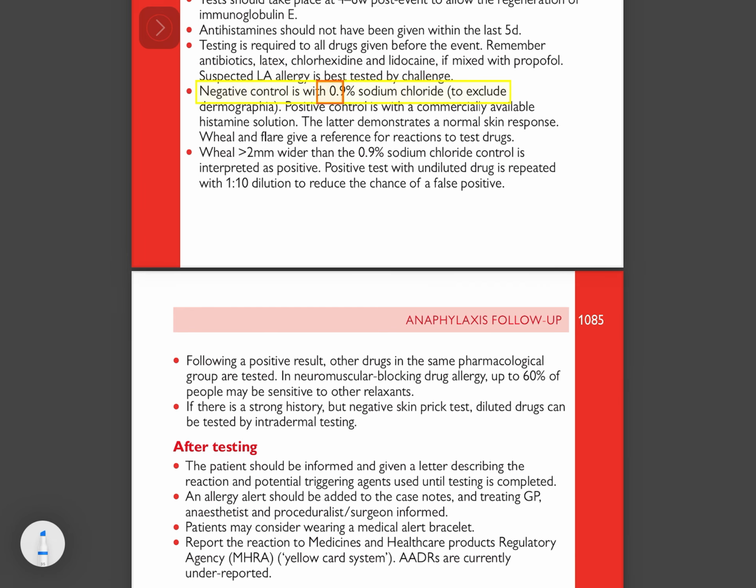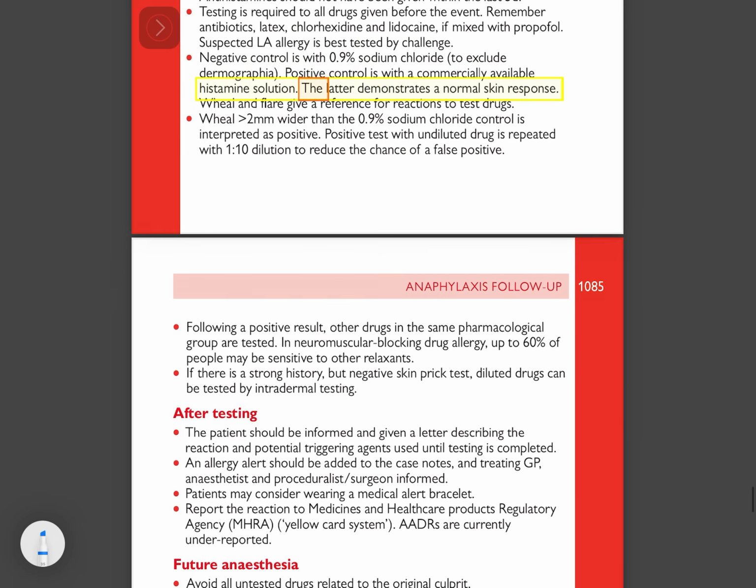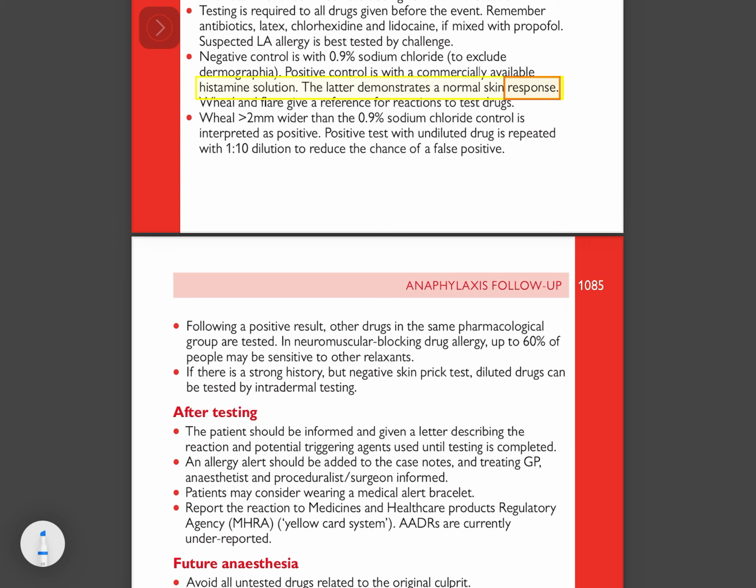Negative control is with 0.9% sodium chloride to exclude dermographism. Positive control is with a commercially available histamine solution. The latter demonstrates a normal skin response, wheal and flare, and gives a reference for reactions to test drugs. A wheal 2 mm wider than the 0.9% sodium chloride control is interpreted as positive. A positive test with undiluted drug is repeated with a 1 in 10 dilution to reduce the chance of a false positive.